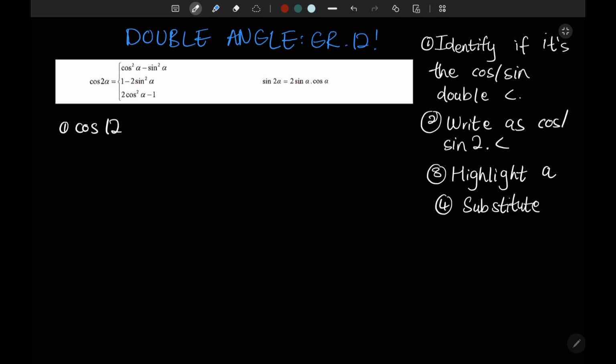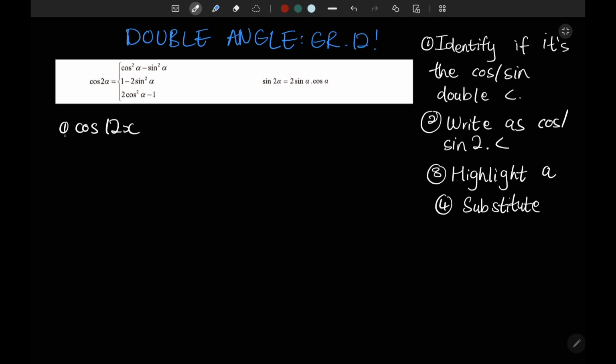We have cos 2a is equal to cos squared alpha minus sine squared alpha, or 1 minus 2 sine squared alpha, or 2 cos squared alpha minus 1. For sine, the double angle is sine 2 alpha is equal to 2 sine alpha times cos alpha. This information is provided in your information sheet, your formula sheet. You don't need to know these formulas by heart. You just need to be able to spot them when you're given your exam.